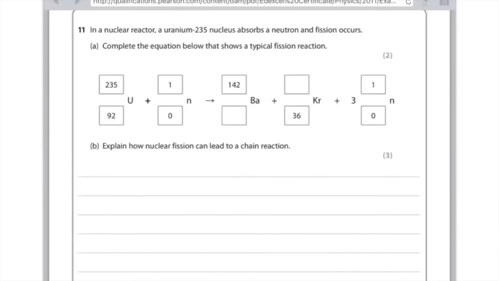11. In a nuclear reactor, uranium-235 nucleus absorbs a neutron and fission occurs. Complete the equation below that shows a typical fission reaction. Please don't find this totally overwhelming. We can work it out. So we've got uranium-235 going in, and a neutron is fired at it, leading to, I think that's barium and krypton being produced as the smaller nuclei, and 3 neutrons given off.